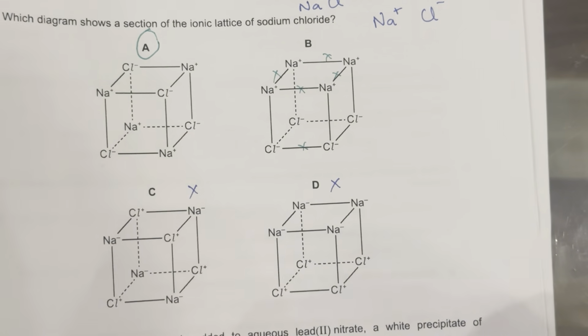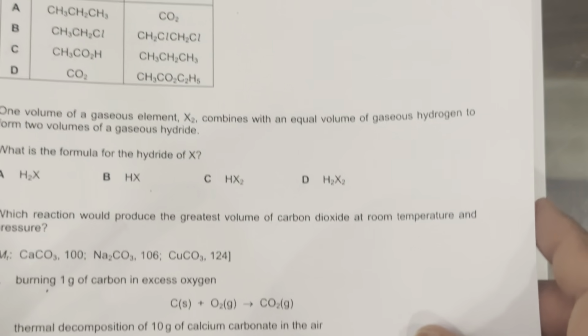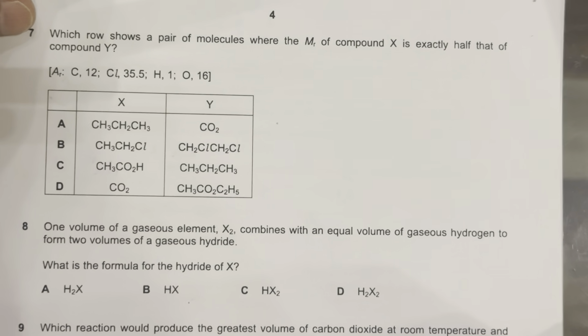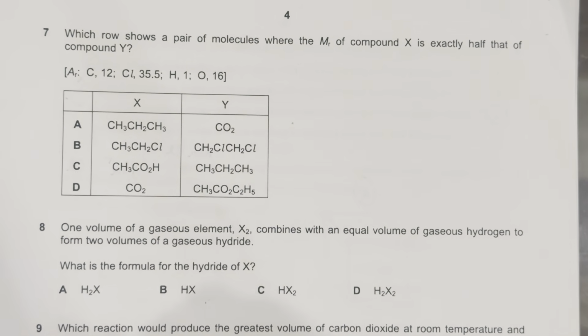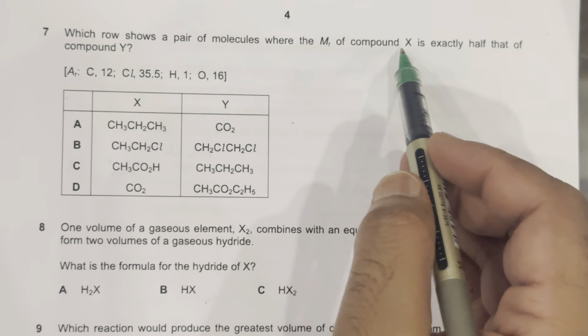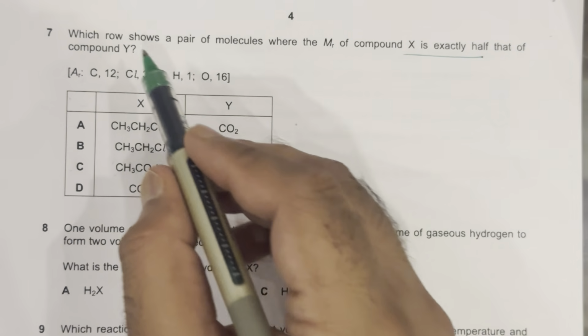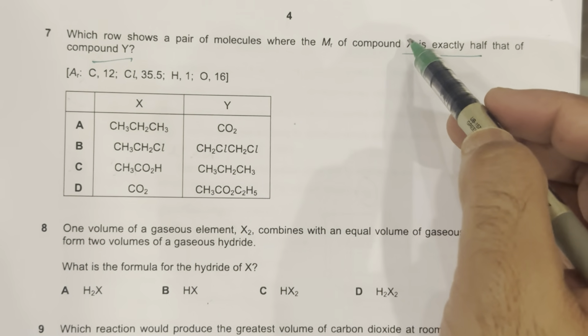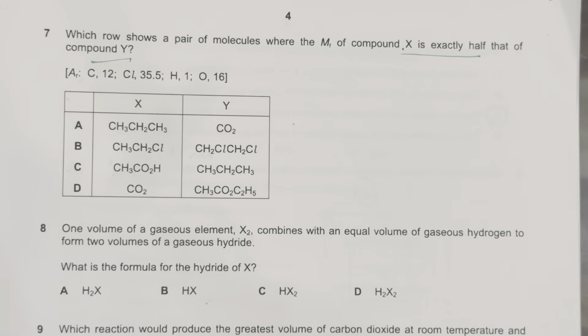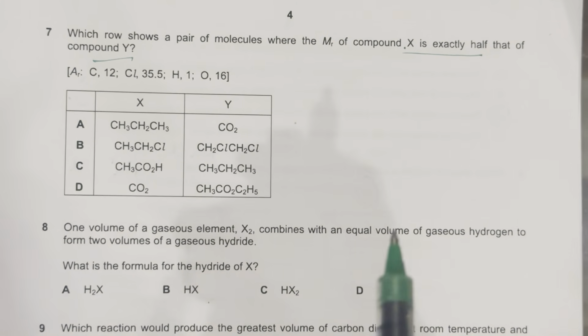Now we will move to question number 7. Which row shows a pair of molecules of compound Y? The Mr of compound X is exactly half that of compound Y. It means that if X has 50, then Y is double of that, 100, or if Y is 100, then X would be half of it.